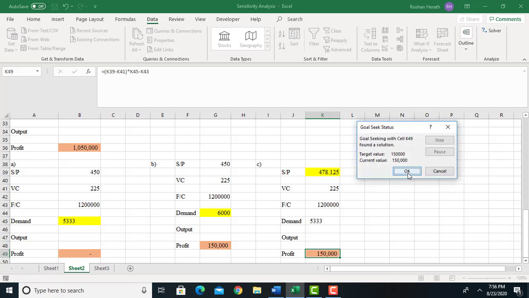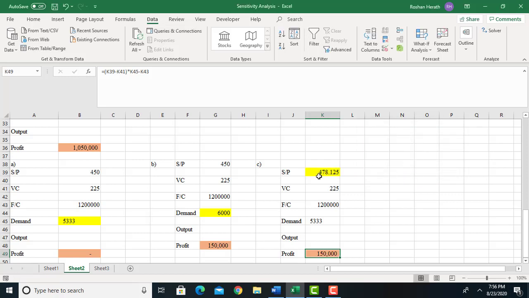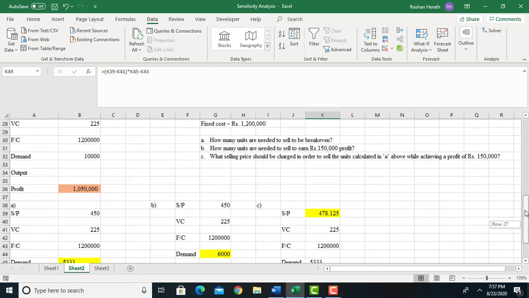Say okay. You can see that if you charge 478.125, then you can achieve this 150,000 profit under the demand that you had in break-even. In break-even demand, if you have increased the sales price, you can go for a profit of 150,000. So it is the requirement in C.